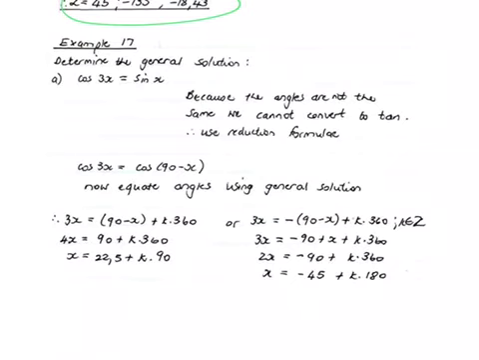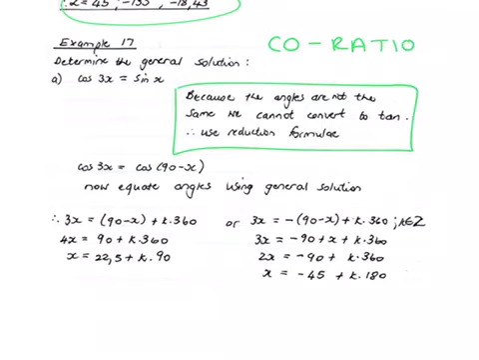All right, for the last example, it is the co-ratio type. So now this happens when you have 2 different angles, cos of 3x, sine of x. You can't make it a tan. Okay, you could only make it a tan if it was cos 3x, sine 3x, or cos x, sine x. So we have to work with a co-ratio.